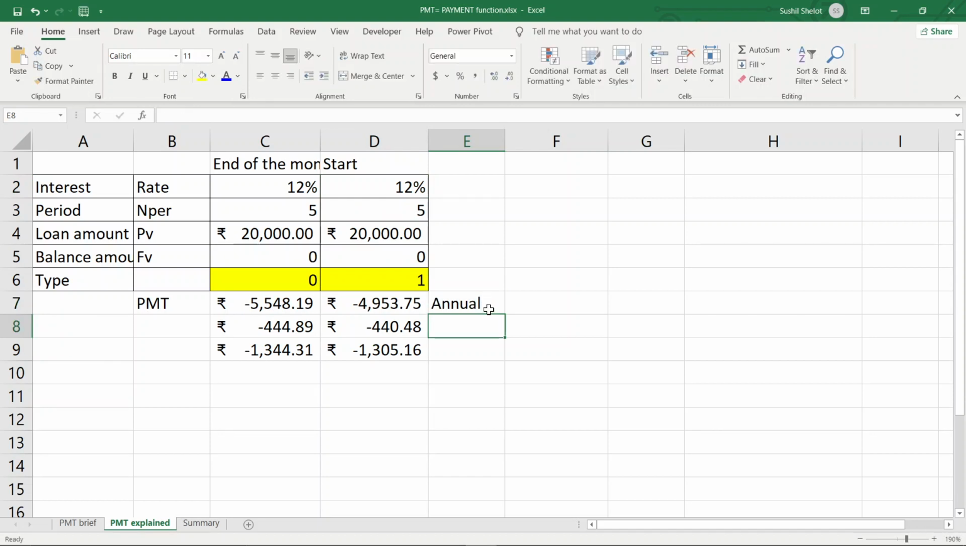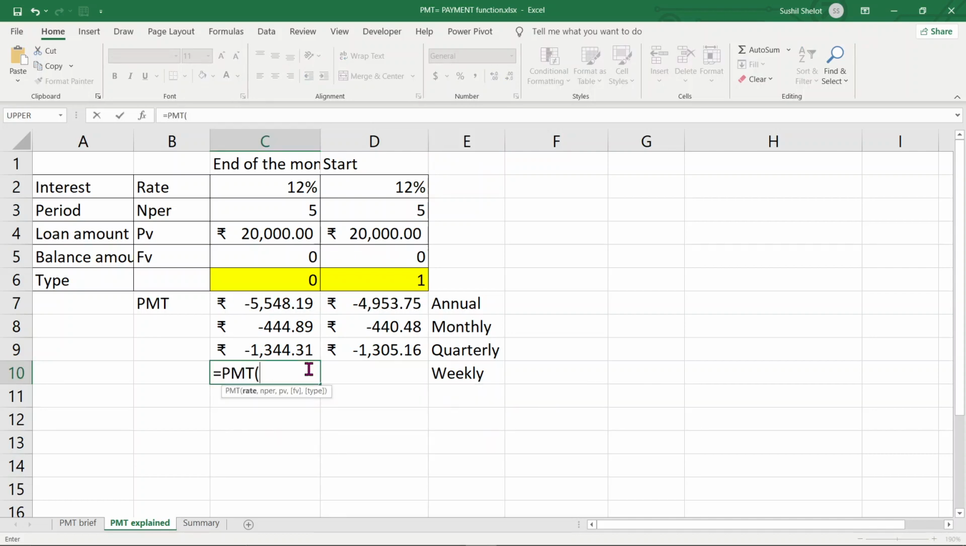The next one that we calculated was monthly. Next one was quarterly, and the next one what we're going to check out is weekly. So how much is it for the week? Let us calculate by using the PMT function. Again the same things are valid, but here now the division will be by 52 weeks per year. The interest rate is divided by 52. The nper value has to be multiplied by 52.